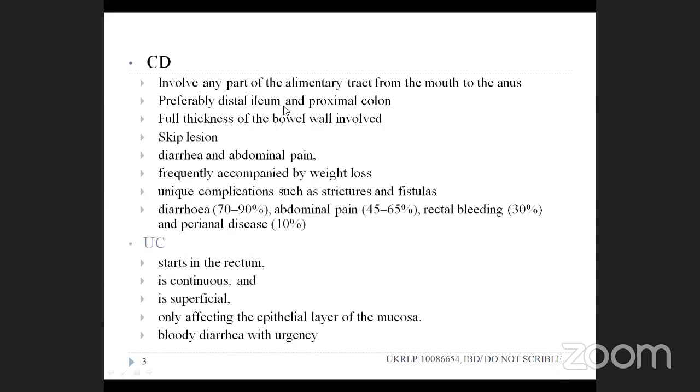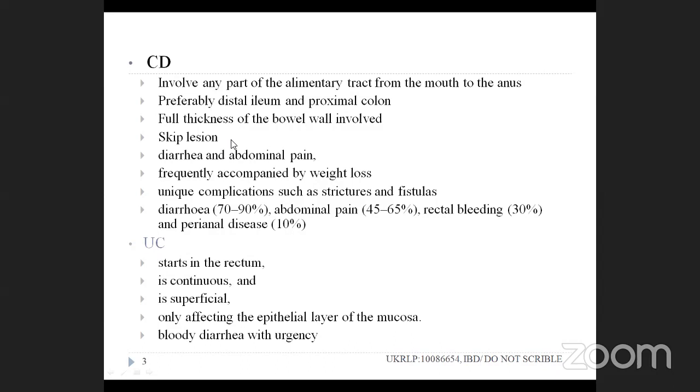Crohn's can involve the esophagus, the perineum, the anus, the large intestine and the small intestine, but more commonly affects the distal ileum and the proximal colon. The most important thing is that it has a full thickness involvement of the bowel wall. So the mucosa, submucosa, the muscle layer, and the serosa are all involved in Crohn's disease. There is also a skip lesion between the two involved segments of the intestine.